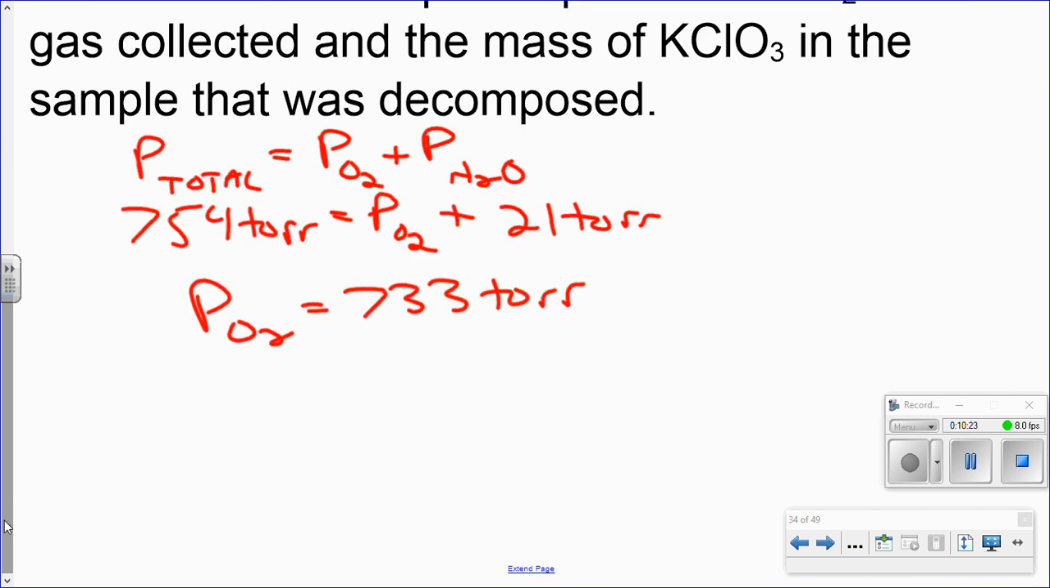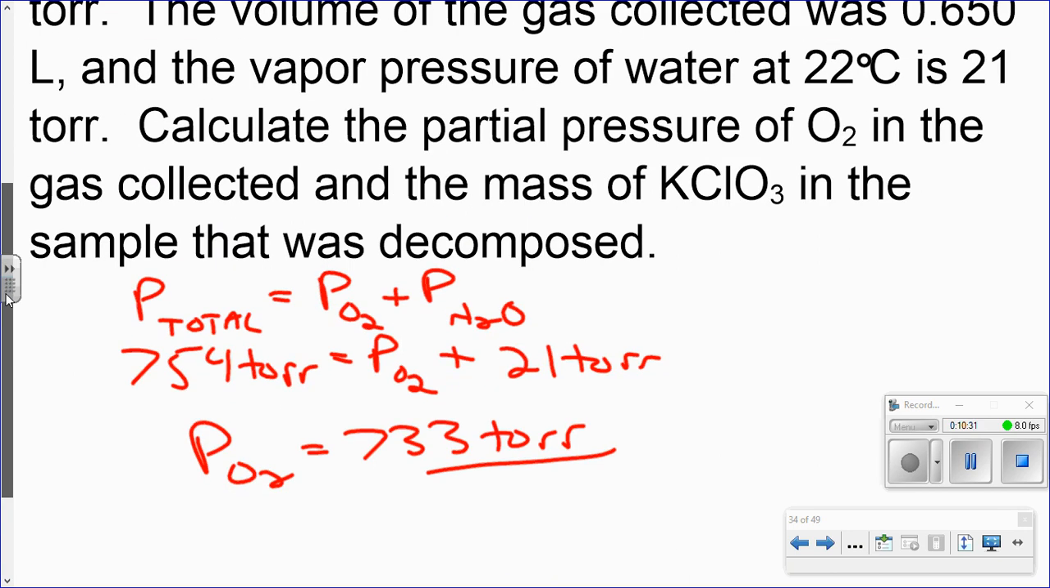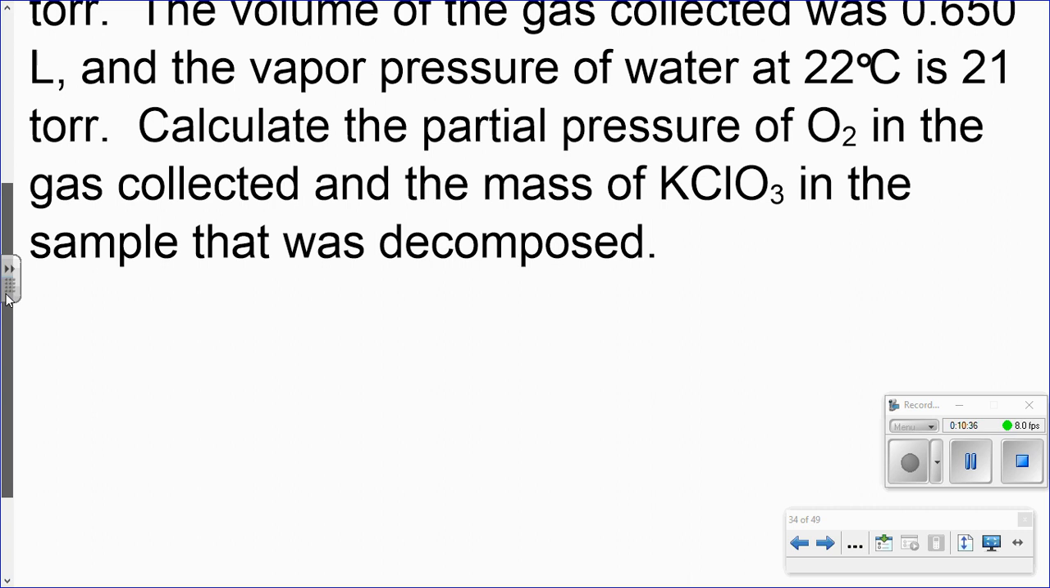Now that's an important pressure because I have to use that pressure in this problem. So 733 torr. Just so I don't forget that, I better write it off to the side here. So PO2 is 733 torr. Okay, good. Now, the next question says, what's the mass of KClO3? Well, this is gas laws. KClO3 is a solid.